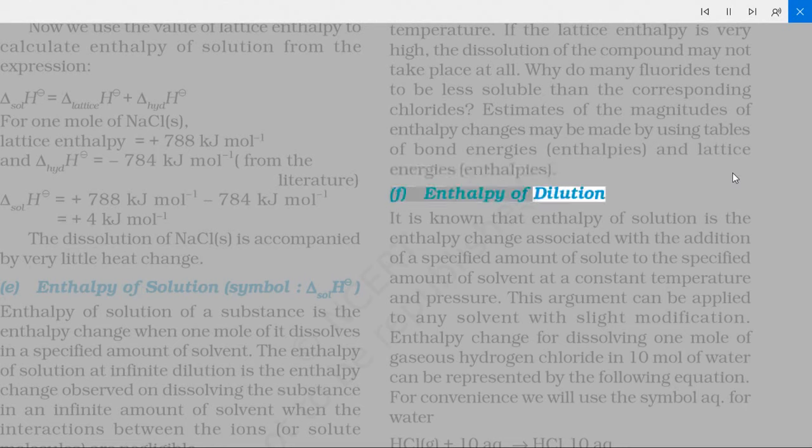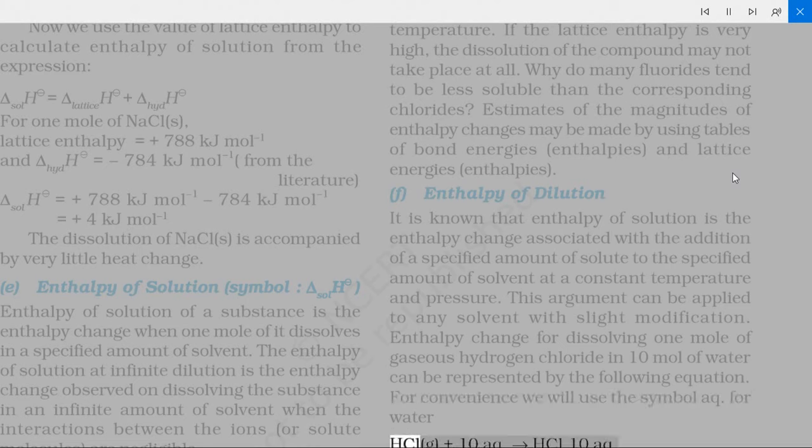F. Enthalpy of dilution. It is known that enthalpy of solution is the enthalpy change associated with the addition of a specified amount of solute to the specified amount of solvent at a constant temperature and pressure. This argument can be applied to any solvent with slight modification. Enthalpy change for dissolving 1 mole of gaseous hydrogen chloride in 10 mol of water can be represented by the following equation. For convenience we will use the symbol aq.